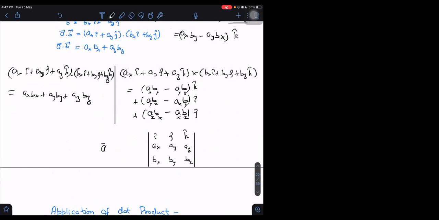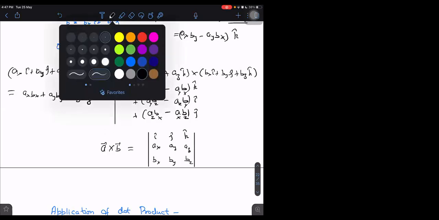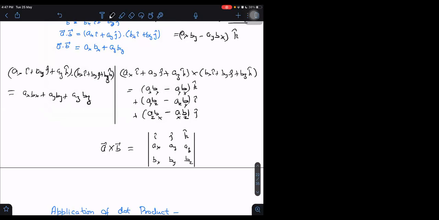This we will do only and only if I have to find A cross B. A cross B will be the determinant of this. Do you know how to take the determinants or not? Yes, sir. Plus, minus, plus. First of all, I have to take I cap multiplied with AY BZ minus BY AZ. This we will cancel. AY into BZ minus AZ into BY.